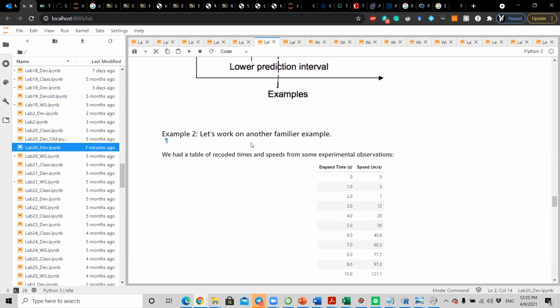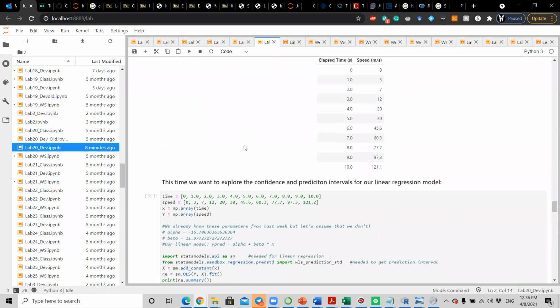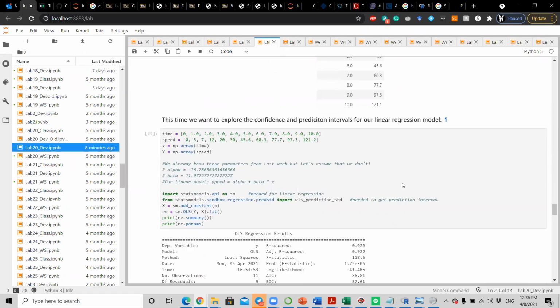Okay, now let us go back to this kind of nostalgic example that we've been using for the past few sessions. We had some measurements of time and some measurements of speed. And this time, we are going to explore the confidence and prediction intervals for our linear regression model.